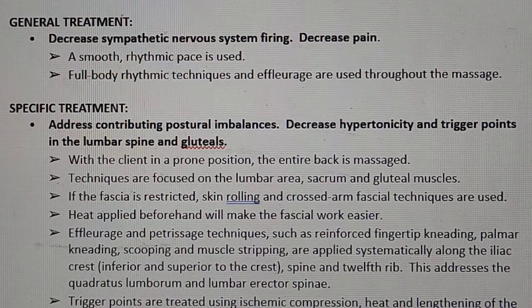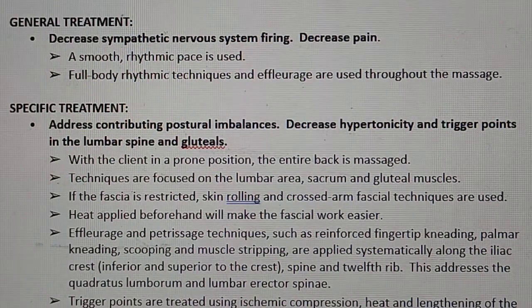Okay, let's move on to the general treatment. So the goal of the general treatment is to decrease sympathetic nervous system firing and decrease pain. Okay, so decrease your fight and flight response and you decrease pain. Now, a very smooth, slow, and rhythmic pace is used. Okay, so full body rhythmic techniques and effleurage are used throughout the massage. Okay, here you go, guys.